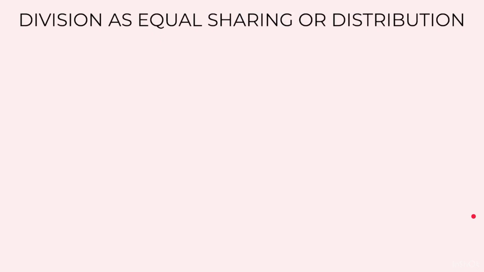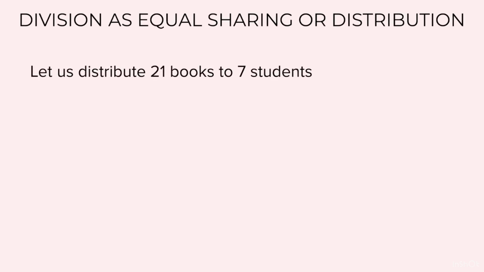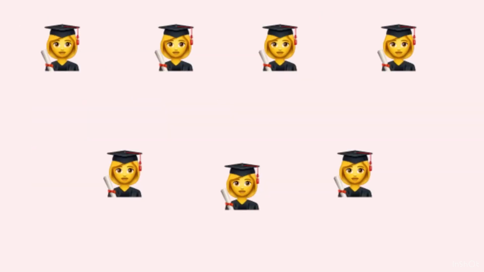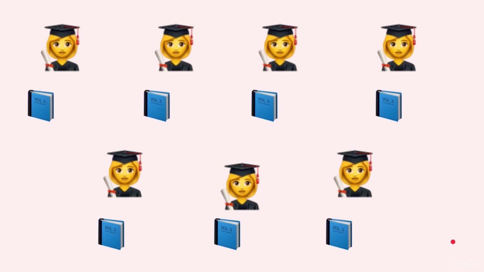Division as equal sharing or distribution. Now let us take an example here. Let us distribute 21 books to 7 students. So here we have a combination of blue, red and green books. We have a total of 7 blue books. Let us take these blue books and distribute. So these are the 7 students. We give 1 book to each of them.